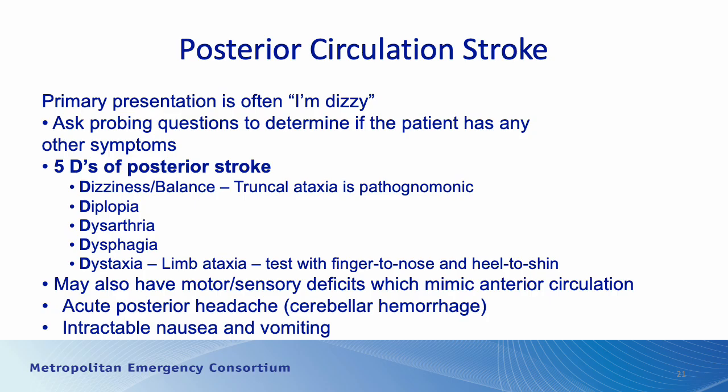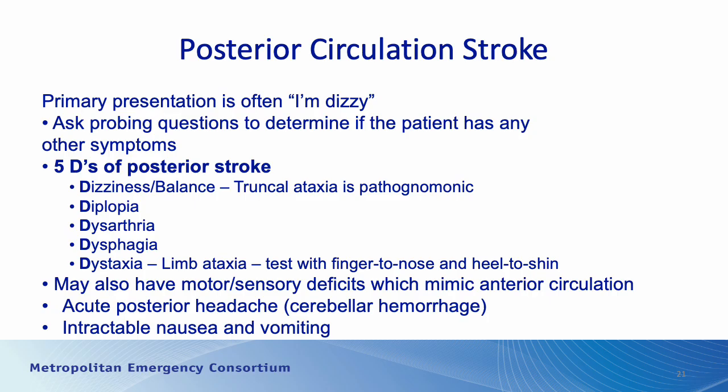Getting back to dizziness and balance, these patients can have trouble sitting up, and if they sit up and get unsteady just with sitting, we call that truncal ataxia. If they can't sit up and maintain their balance sitting up, very good chance that they're having a posterior stroke. So think about that. These posterior stroke patients also can have motor and sensory deficits, and can mimic anterior circulation.